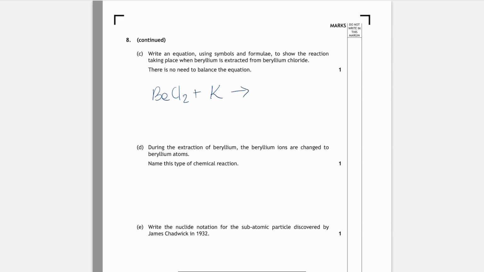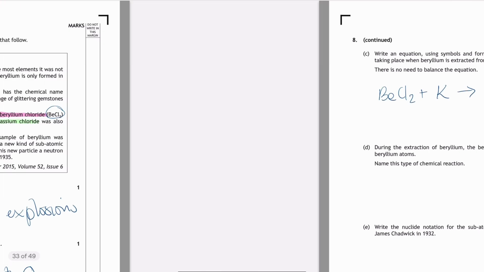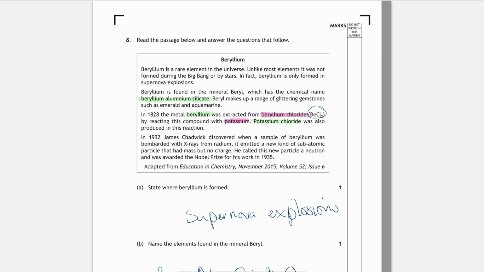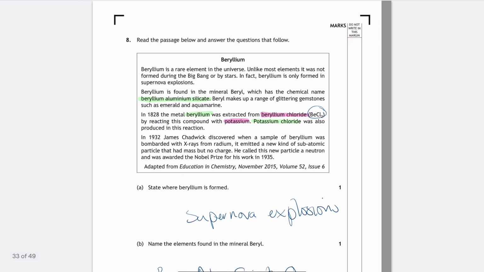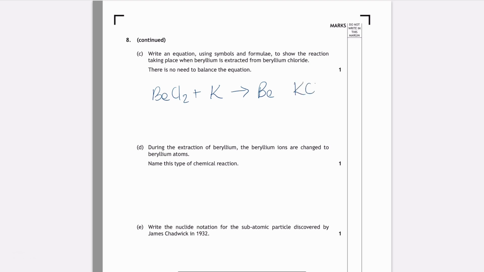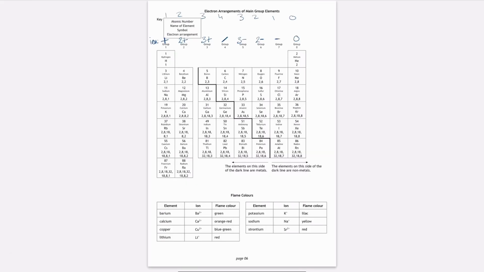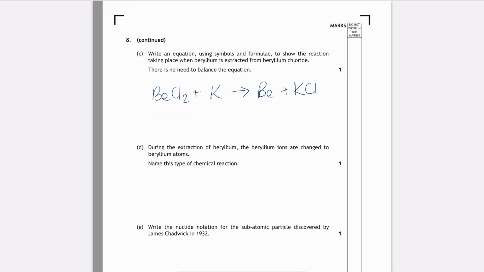Remember to just double check in the periodic table if you're not 100% sure. And then you're producing beryllium, which is Be, and then also potassium chloride. So that would be a K and a Cl. And what we just need to double check is what their valencies are. So if we go to the data booklet, look at the periodic table, potassium's in group 1, so that's got a valency of 1. Chlorine's in group 7, so it's also got a valency of 1. So that would just stay as a 1-to-1 ratio. So we don't need to add any more atoms or change the formula at all.